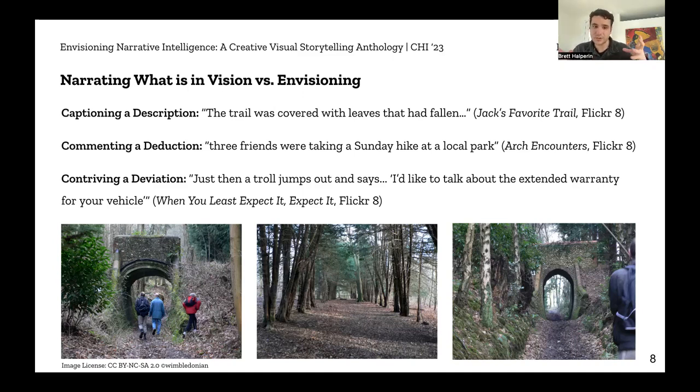Whereas the next layer, what we call contriving a deviation, someone wrote, "Just then a troll jumps out." There's no troll in these images, yet it still was deciphered through this scenery as potentially emerging. So this is what we call envisioning circumstances beyond the images.